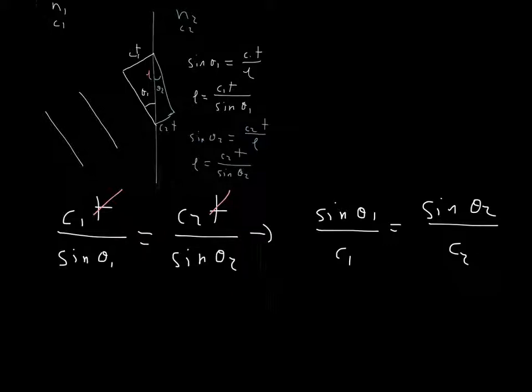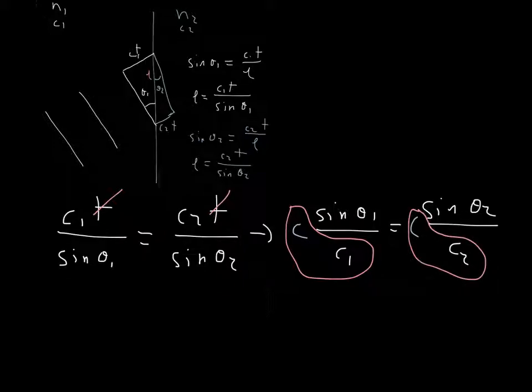And now I'm going to multiply everything by the speed of light in vacuum. So I'm going to multiply here and here by the speed of light in vacuum. Let me just add it by hand. So c and c. And now all I need to realize is that c over c1, that's just n1. And c over c2, that's just n2. Because remember that the refraction index is the speed of light in vacuum divided by the speed of light in the medium. So then I get that n1 times the sine of theta 1 equals n2 times the sine of theta 2. And that is Snell's law.